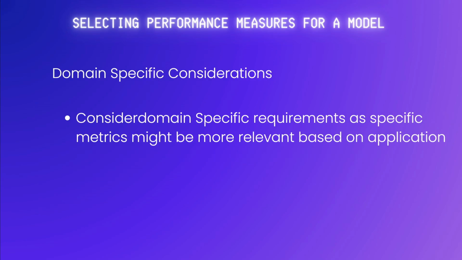Next point to consider while selecting the performance measures for the model is domain specific considerations. Sometimes a specific metric might be more relevant based on the application. So, for instance, in healthcare, specificity and sensitivity are more crucial. So, these are all the points which we need to keep in mind while selecting the performance measures for the model. So, in today's video, we have seen what are the different performance measures available based on the task, which is regression task or a classification task. And also, we have looked into the points which we need to keep in mind while selecting the performance measures for any model.